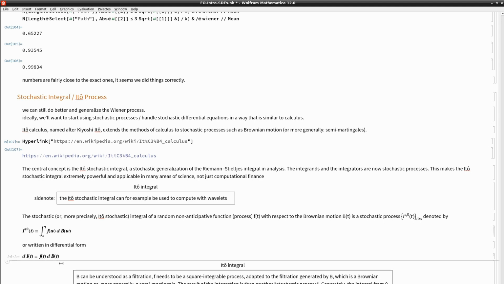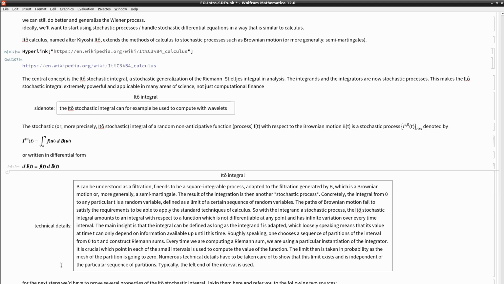Now, in order to do this properly, I would have to do a couple of technical definitions. I would have to do this properly with a couple of details, but I would like to leave this out. We need to understand that f needs to be a square integrable process, so we cannot just take any chaotic function f. It needs to be at least square integrable. And there's a couple of details that I'm leaving out now. I want to skip over this, but please read those things up yourself on the Ito calculus page. I would like to leave this out for now.